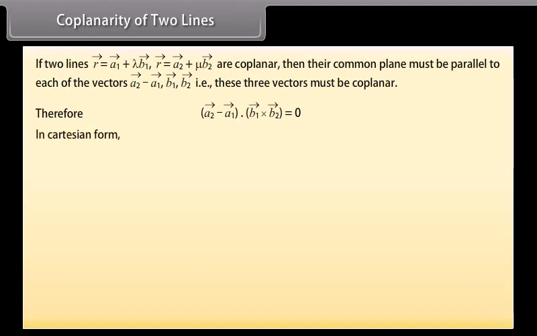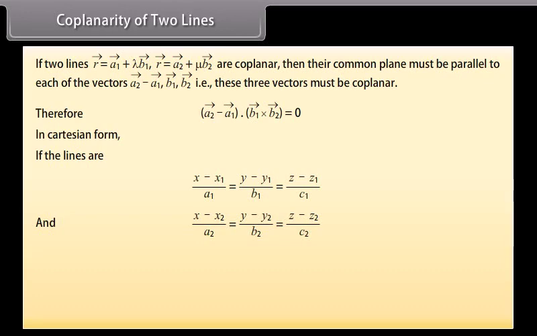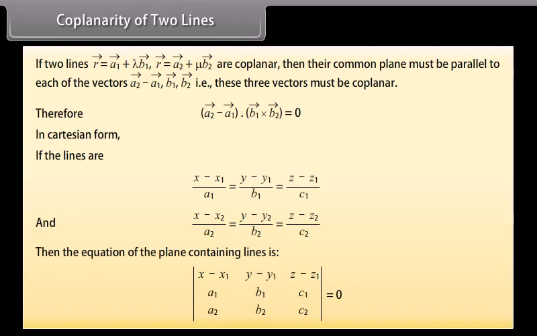In Cartesian form, if the lines are x minus x1 by a1 equals y minus y1 by b1 equals z minus z1 by c1, and x minus x2 by a2 equals y minus y2 by b2 equals z minus z2 by c2, then the equation of the plane containing the lines is the determinant, row-wise. First row, x minus x1, y minus y1, z minus z1. Second row, a1, b1, c1. Third row, a2, b2, c2, equals 0.